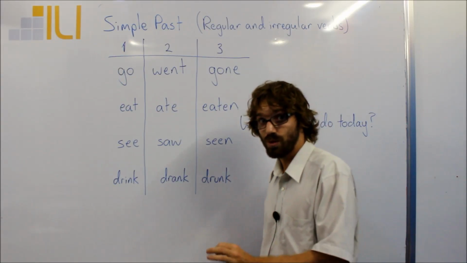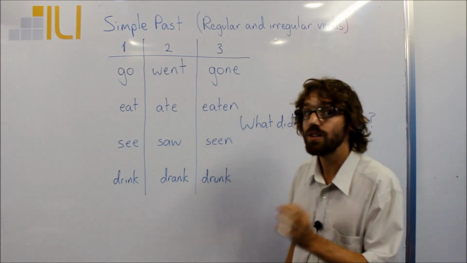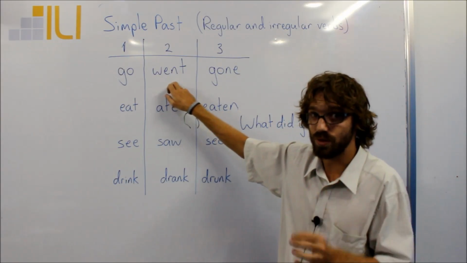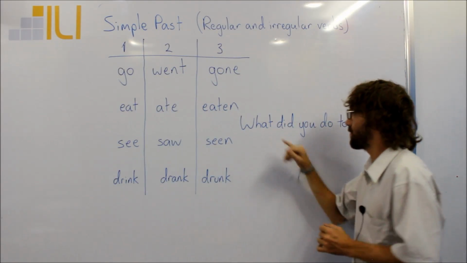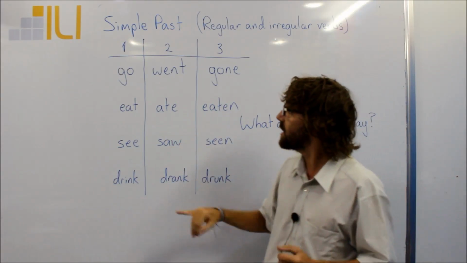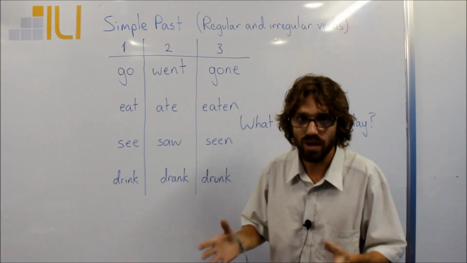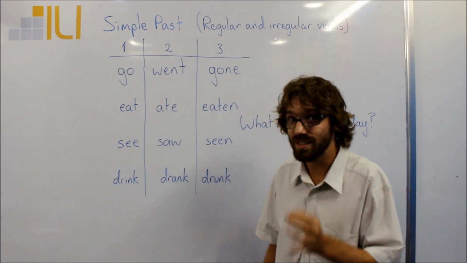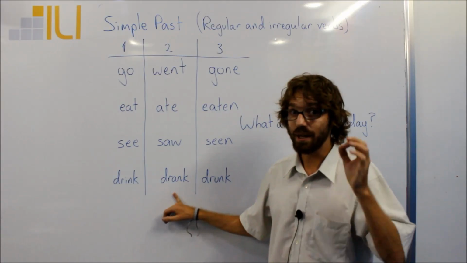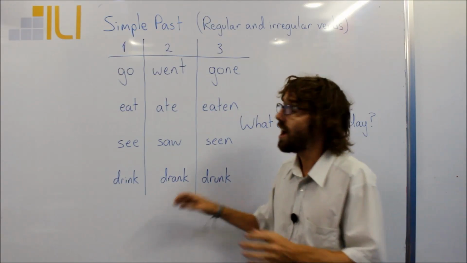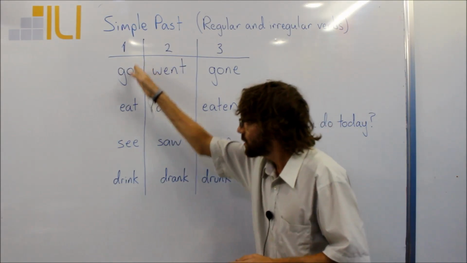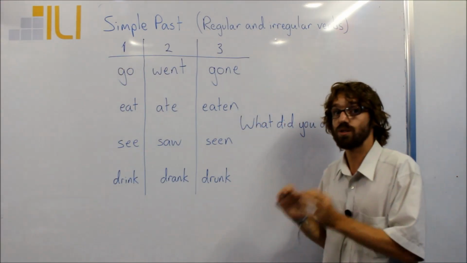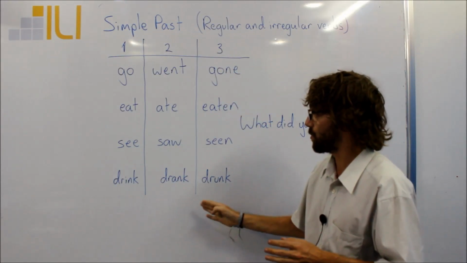I go to school is wrong. What did you do today? I went to school. The same. What did you do today? I ate lunch with my friends. I saw a movie at the cinema. I drank beer with my friends. I know it's much easier to stick with verb 1, but it is wrong, all right? You must always use verb 2.